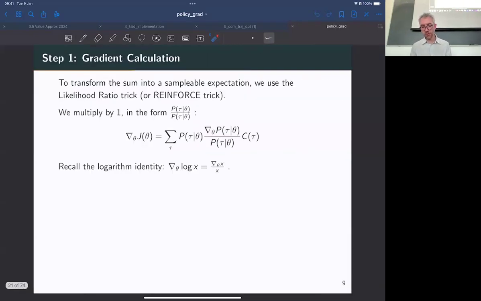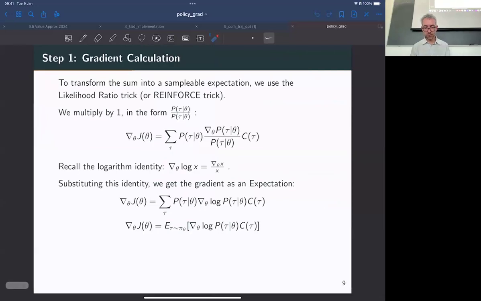And now what we're going to do is exploit the fact that the gradient of the logarithm of x is the gradient of x divided by x. And that's exactly the form that we have here. We have the gradient of p divided by p. We know that we can rewrite that as the gradient of log p. And so this expression becomes this expression, where now I have the gradient of log p instead of the gradient of p.